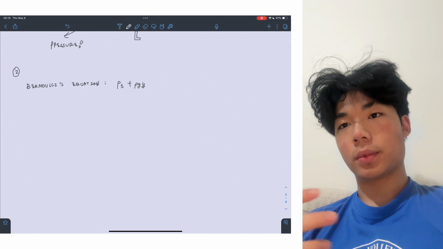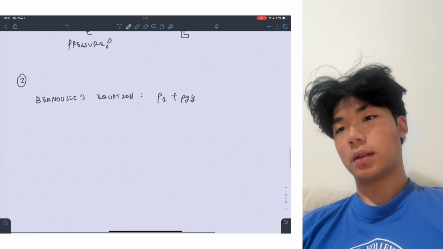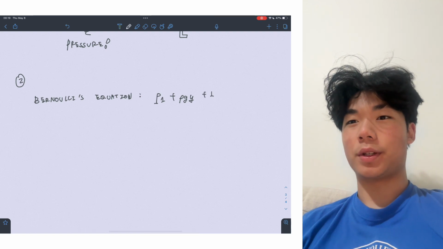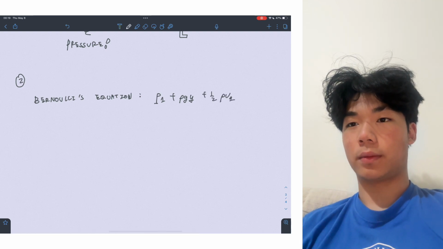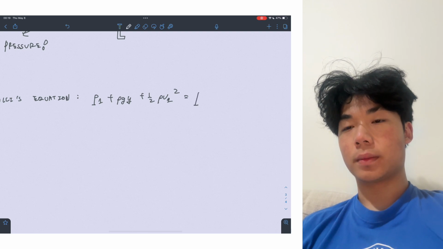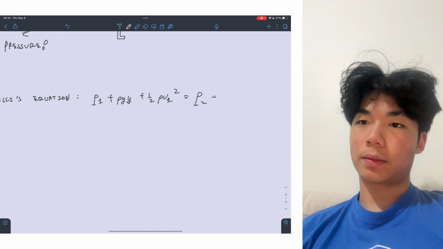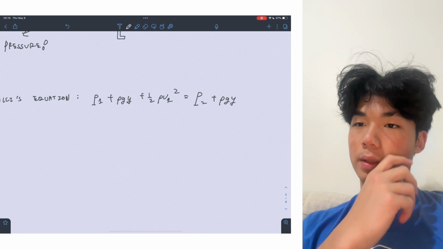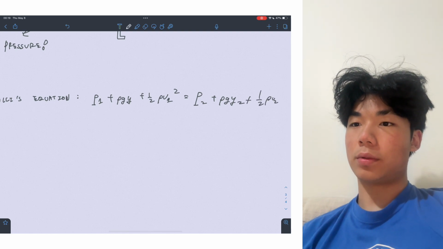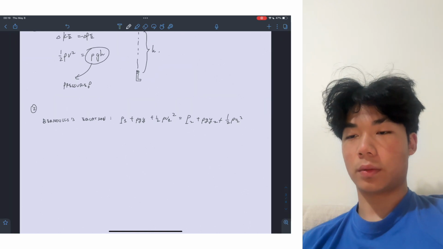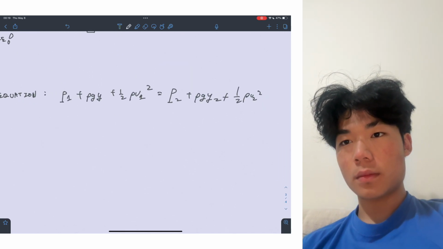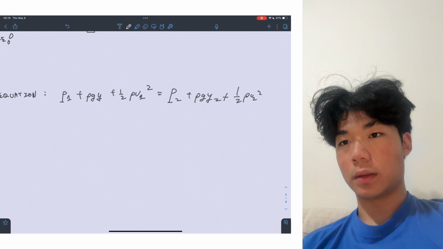First, Bernoulli's equation. I messed it up here, but okay. Bernoulli's equation is P1 plus rho g y1 plus half rho v1 squared equals P2 plus rho g y2 plus half rho v2 squared. I think I forgot to write the subscript y, but you get the idea.